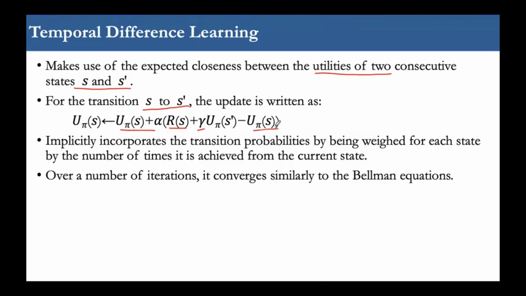This model implicitly incorporates the transition probabilities by being weighted for each state by the number of times it is achieved from the current state. Over the number of iterations, this temporal difference learning converges similarly to the Bellman equations.